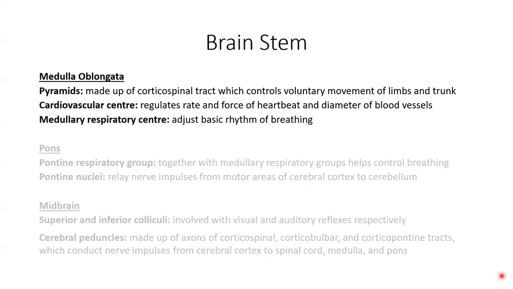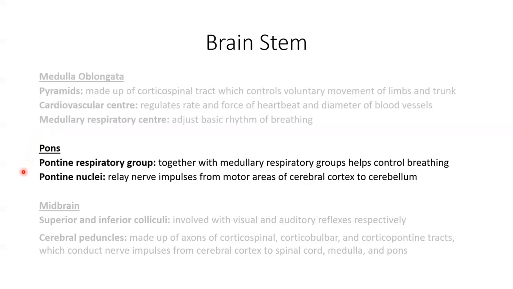Looking first at our medulla oblongata, within the medulla we have our medullary pyramids, which are made up of the corticospinal tract, which controls voluntary movement of limbs and trunk. I will also just point out that we will talk more about these tracts when we come to the neural pathways. One of the nuclei within the medulla oblongata is called the cardiovascular center, which regulates the rate and the force of our heartbeat and the diameter of our blood vessels. And then another nucleus called the medullary respiratory center helps adjust the basic rhythm of breathing.